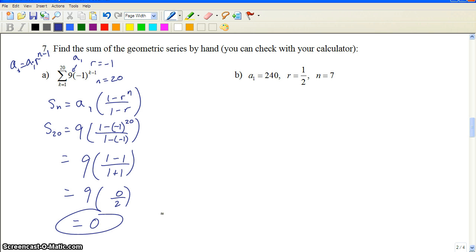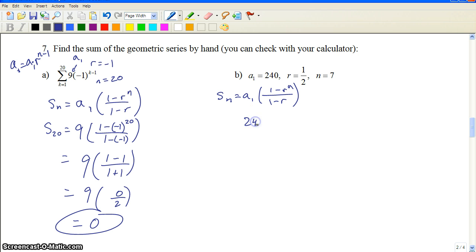Alright, here we go. Find the sum of a geometric series by hand or by your calculator if you know how to do it. So it's a geometric series. It's not an infinite geometric series, but we're finding the sum. And you need to remember that we have this formula, S sub n equals a sub 1 times (1 minus r to the n) over 1 minus r. So let's start putting stuff in and see where we get.